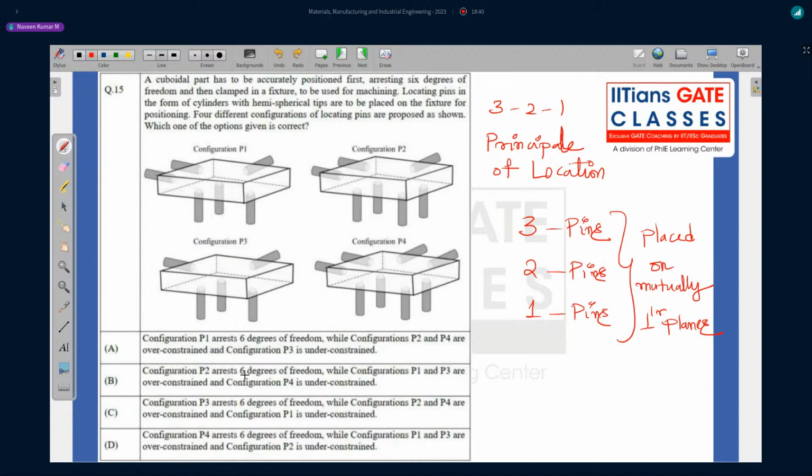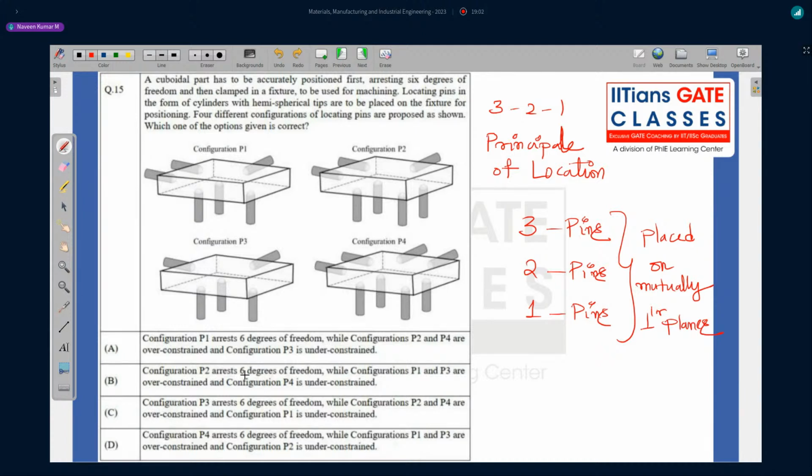What is over constraint? Over constraint means putting the number of pins more than what is required. Under constraint means putting less number of pins than required. Over constraint means you are putting more. Let us say if 2 are required, you are putting 3. That is over constraint. If you want 3 and you are putting only 2, then it is called under constraint.